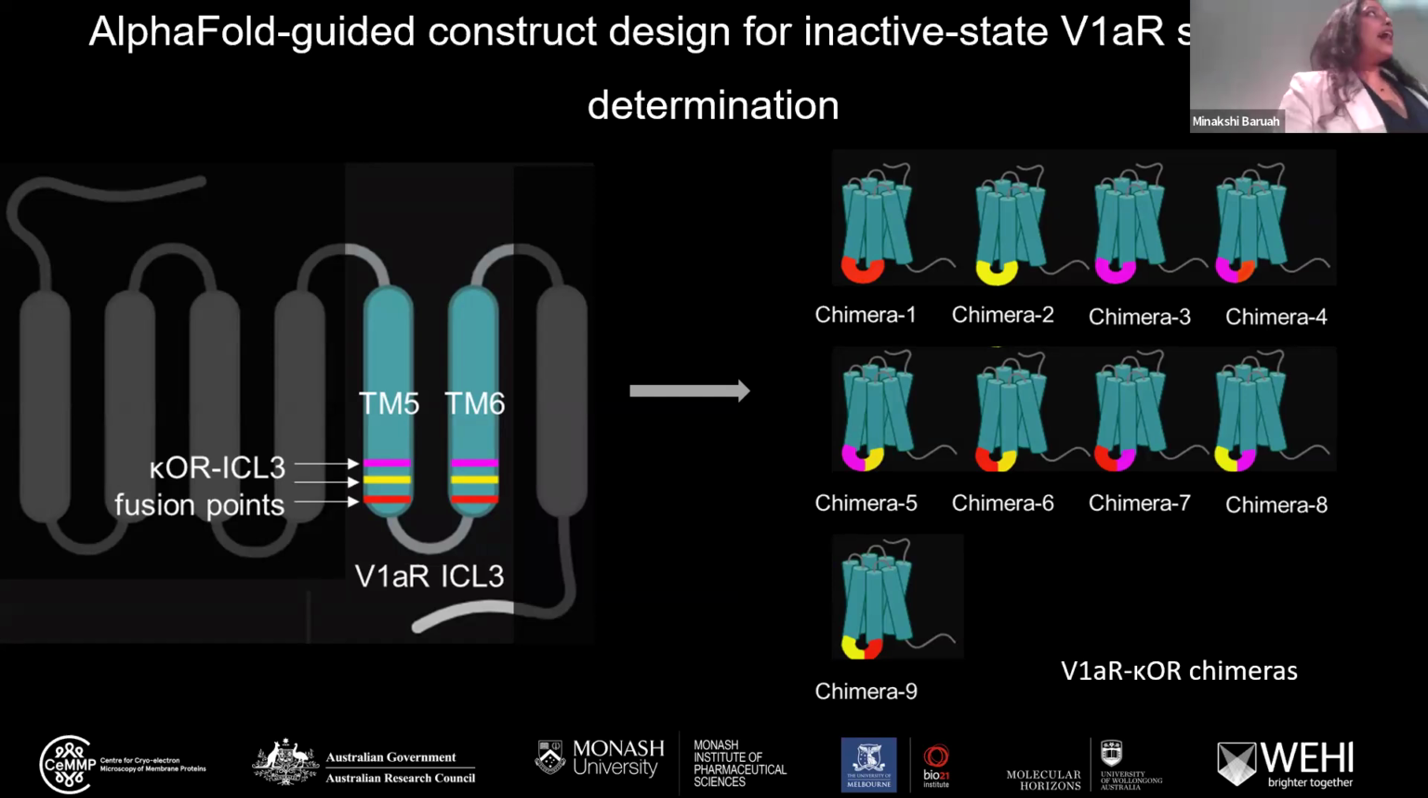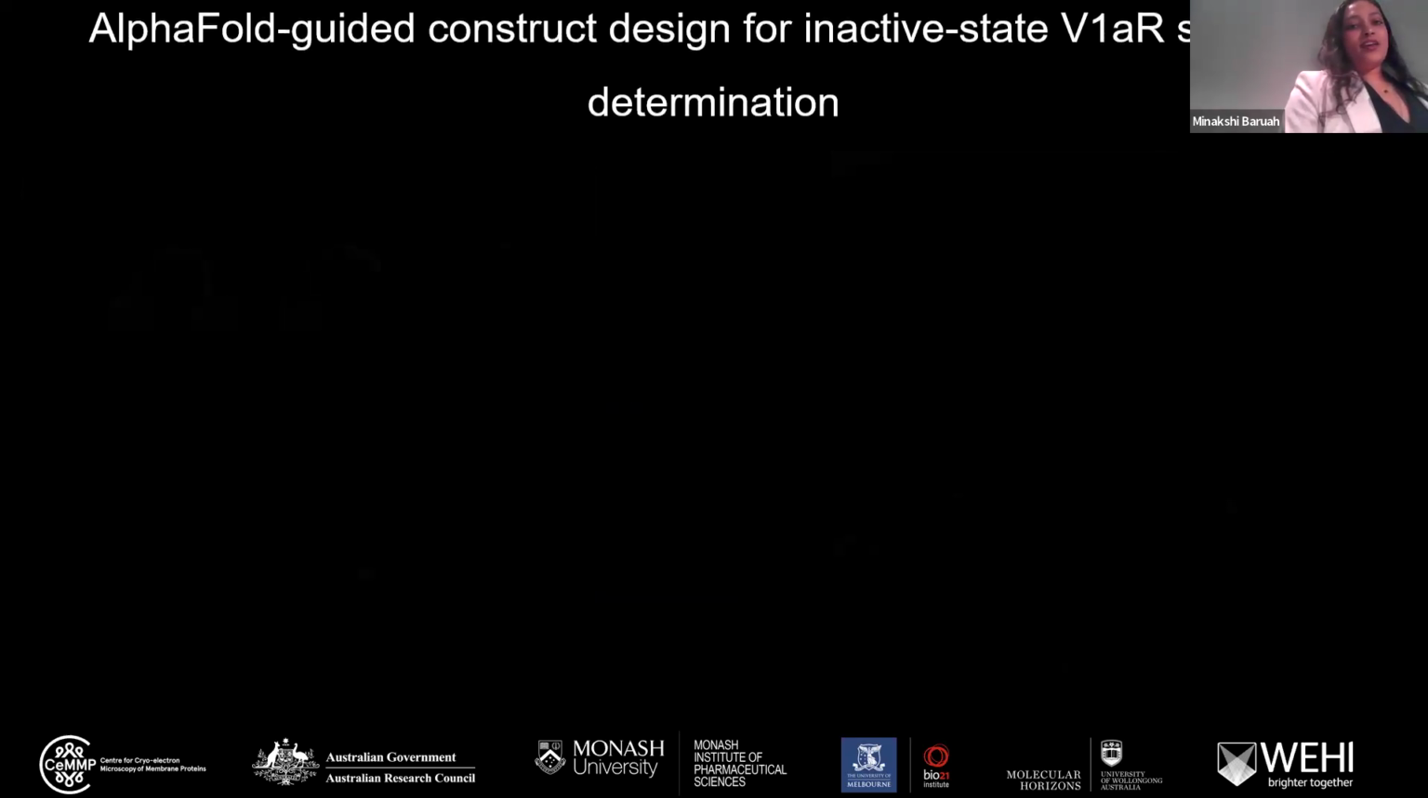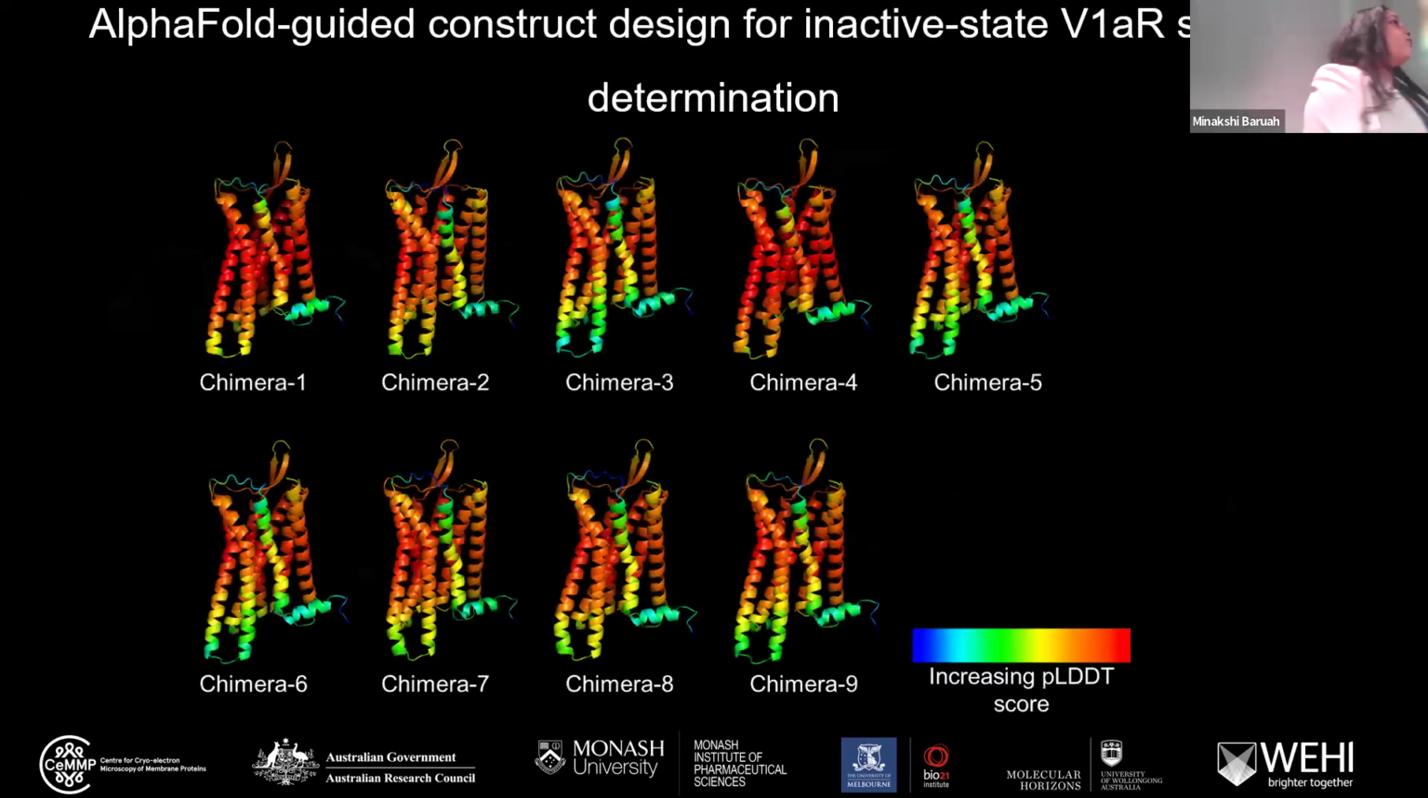Now that we have all these chimeras in hand, we don't know by inserting this loop if we have introduced any helix break or whether the TM domain is intact or not. In order to understand that, we took the help of AI, where I used AlphaFold to predict the structures of all these different 9 chimeras.